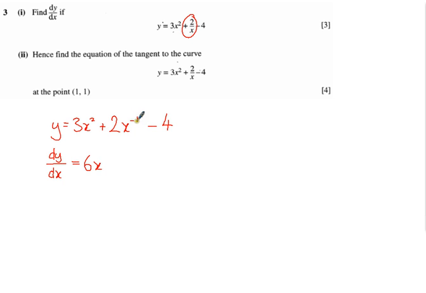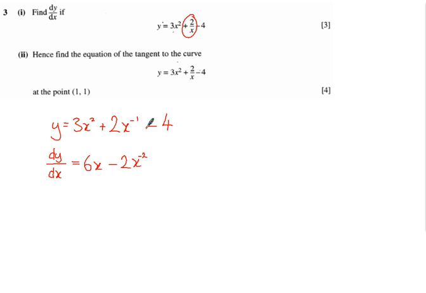Being a bit careful here, because when I multiply through by the power, minus 1 times 2 is negative 2. And when I reduce the power by 1, minus 1 reduced by 1 is actually negative 2. When I differentiate negative 4, I get 0. When you differentiate a constant, you get 0. And so that's our dy by dx.